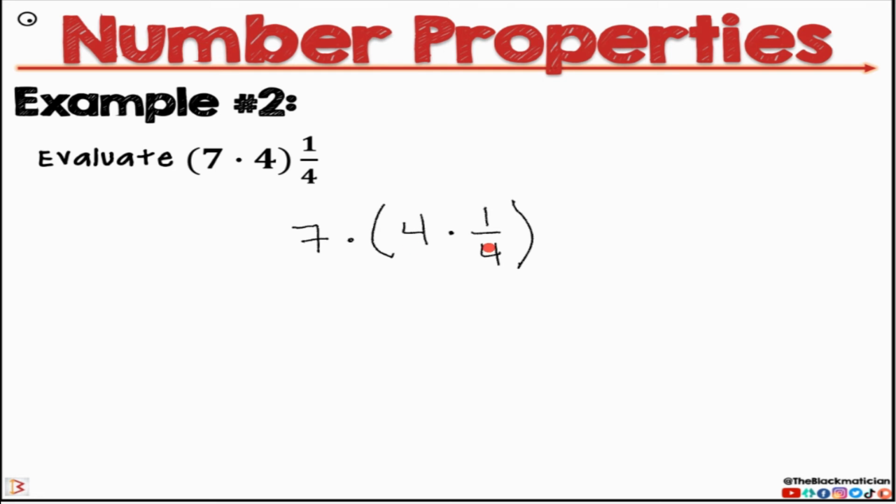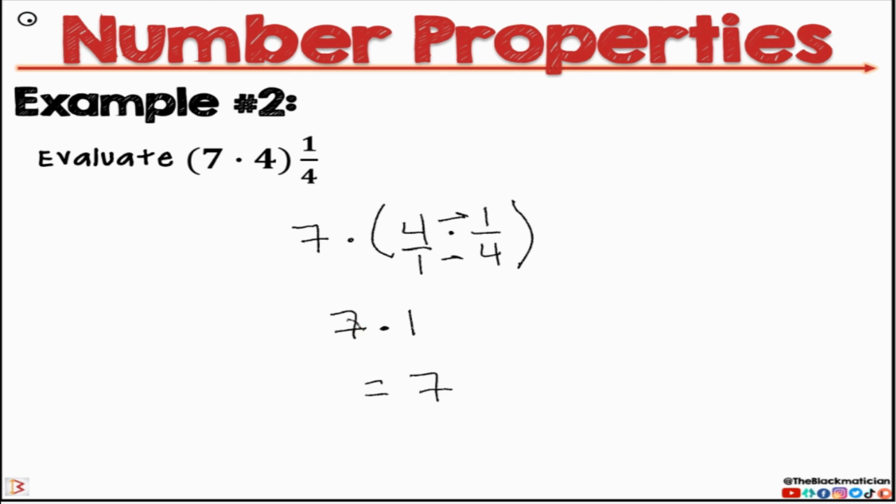We are multiplying fractions here because 4 as a fraction is going to be 4 over 1. And remember, when you're multiplying fractions, you go straight across. So 4 times 1 is 4. 1 times 4 is 4. So 4 over 4 is just going to be a 1. So this is actually going to turn into 7 times 1, which is just going to give me 7. Even if I were to keep my parentheses here, 7 times 4 is 28, divided by 4 is also 7.